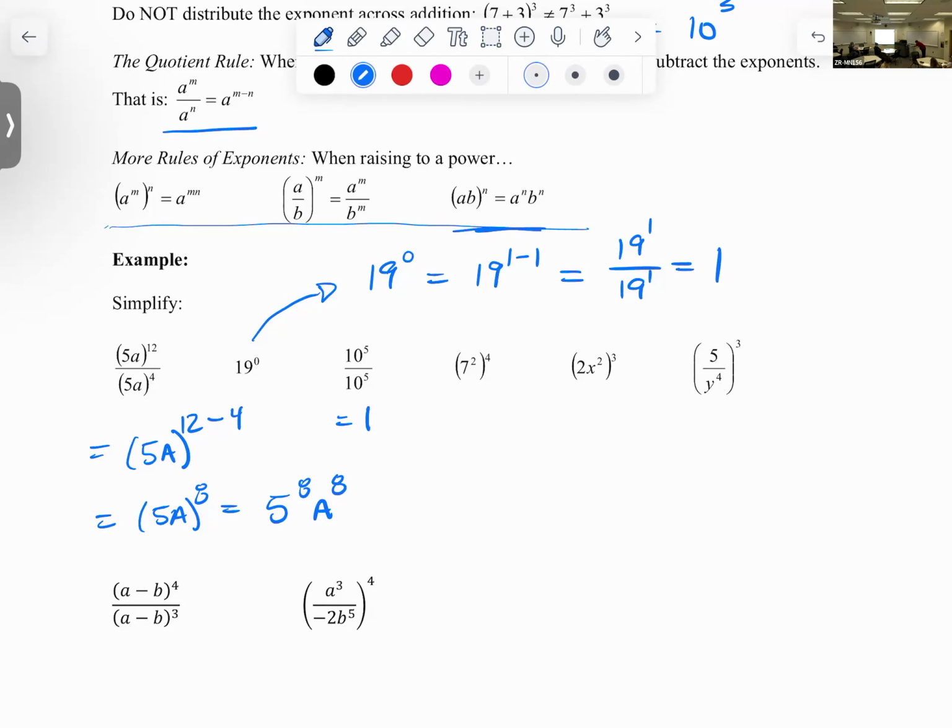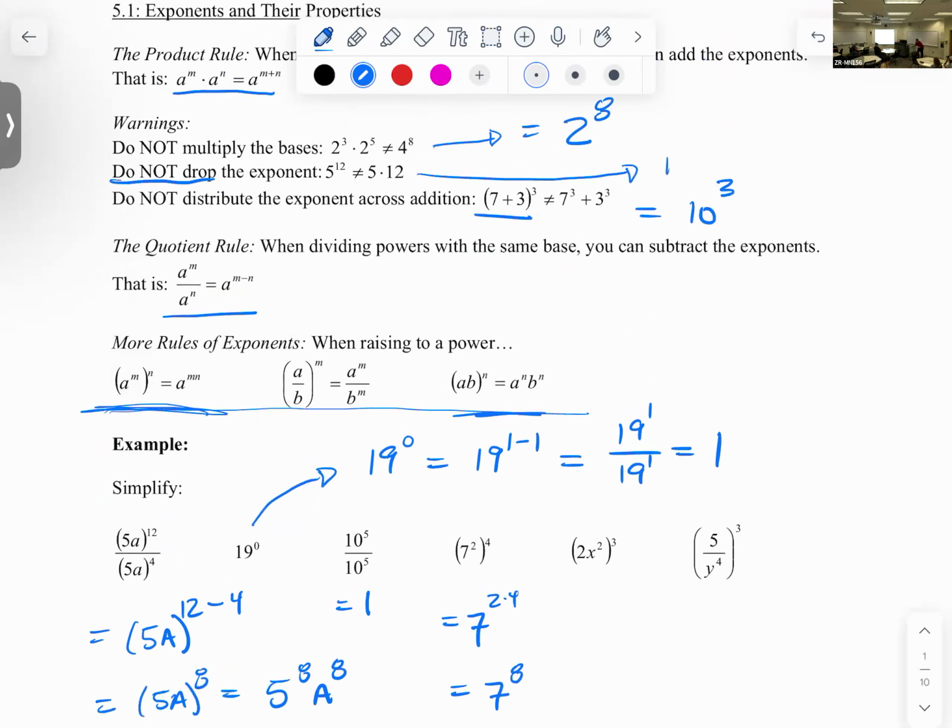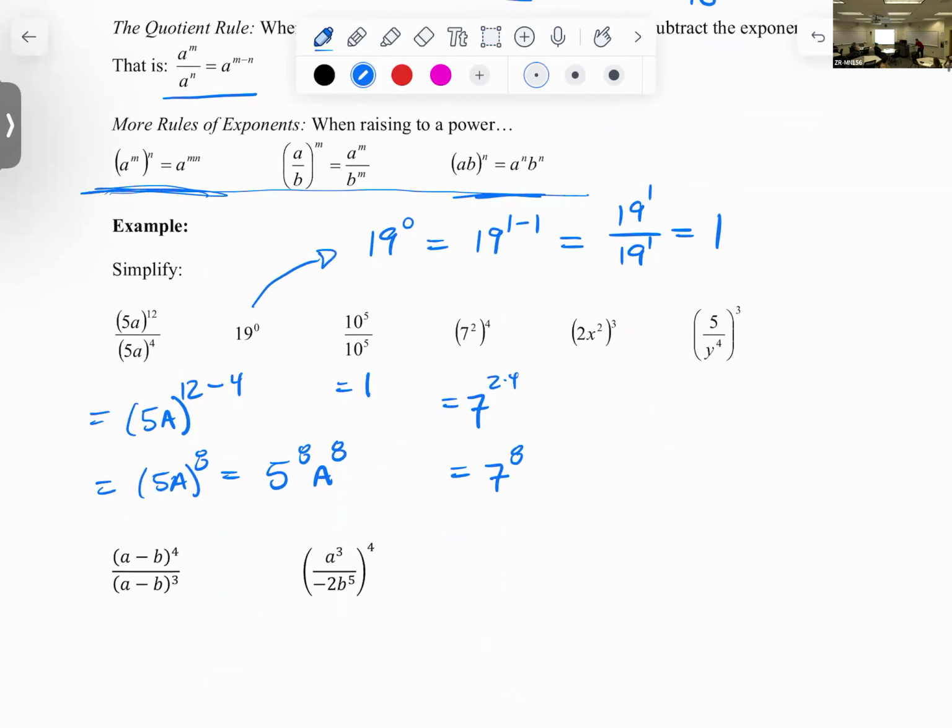All right, 7 squared to the 4th. That's power to a power. That means you have 7 to the 2 times 4, which becomes 7 to the 8 power. So an exponent raised to another exponent means just multiply those exponents. There are a sum total of 5 rules here, but those 5 rules can be used lots of different ways.